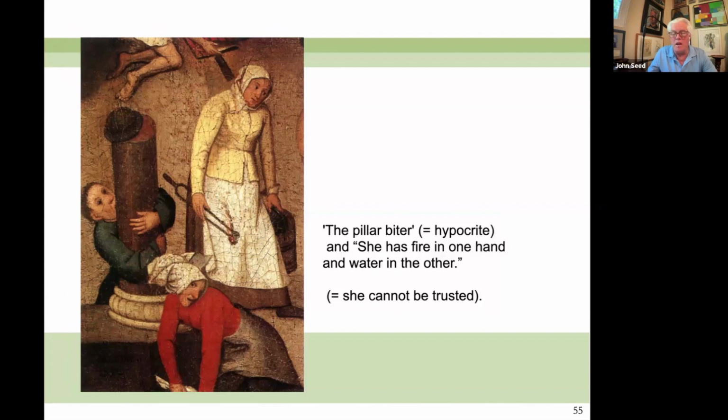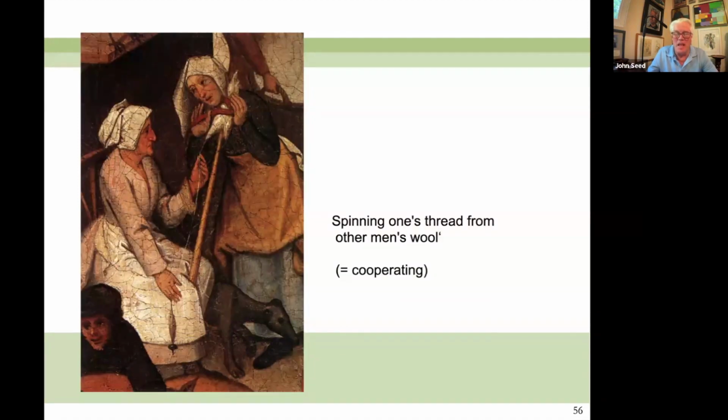And we also have a woman here. If you look at the woman with tongs, she has fire in one hand and water in the other. So basically, don't trust her. You don't know whether she's going to set something on fire or pretend to put something out. We don't know which is going to happen, but don't trust someone that has those two extremes when they come toward you. And this one, at first I thought this was gossip, but then I looked it up.